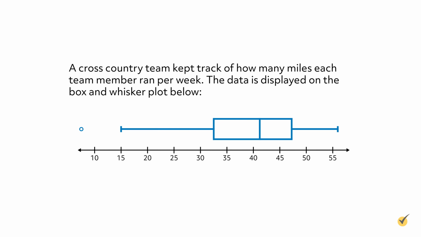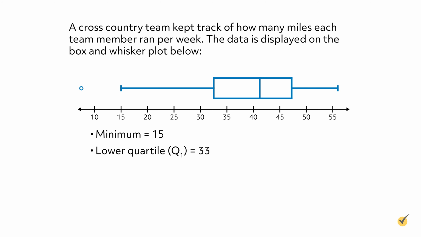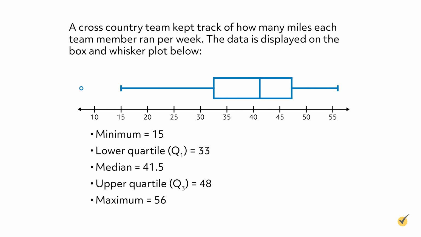Let's consider a scenario and interpret a box and whisker plot to answer some questions about the data. A cross-country team kept track of how many miles each team member ran per week. The data is displayed in the box and whisker plot. The 5-number summary of the data is: the minimum is equal to 15, the lower quartile, or Q1, is equal to 33, the median is equal to 41.5, the upper quartile is equal to 48, and the maximum is equal to 56. The graph also shows one outlier, which is 8.